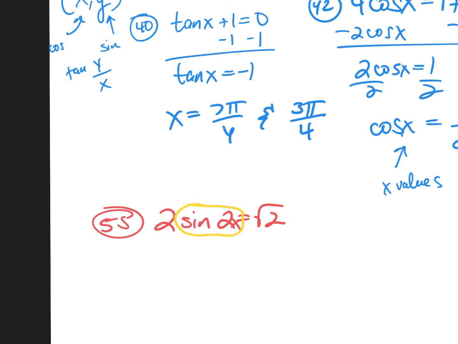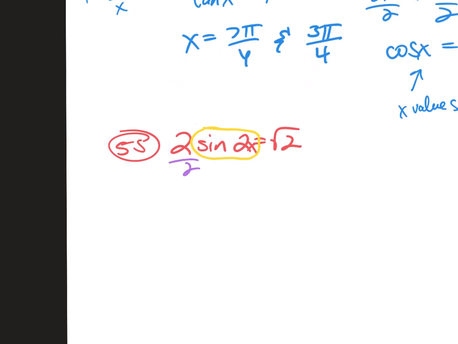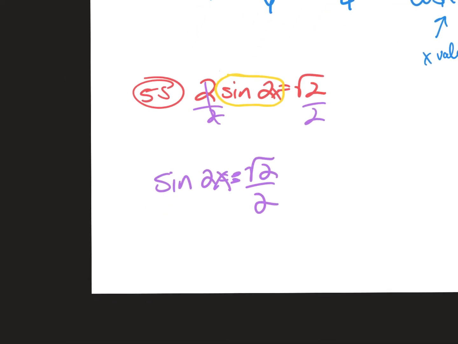There's a number. There's one extra thing we have to do with these multiple angle problems. I want to get sine by itself, so I'm going to divide both sides by 2. You guys agree? So I have the sine of 2x equals the square root of 2 over 2. Sine is what value? Y. So on your unit circle, look for the y value. Where are the y values? Positive square root of 2 over 2.